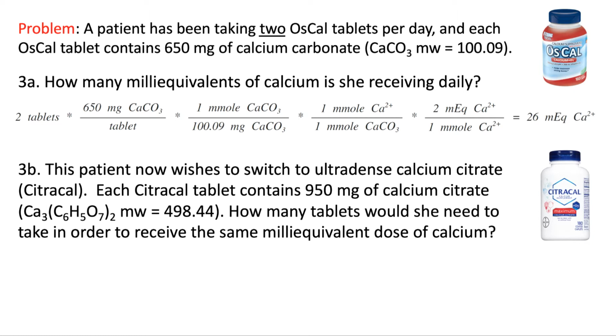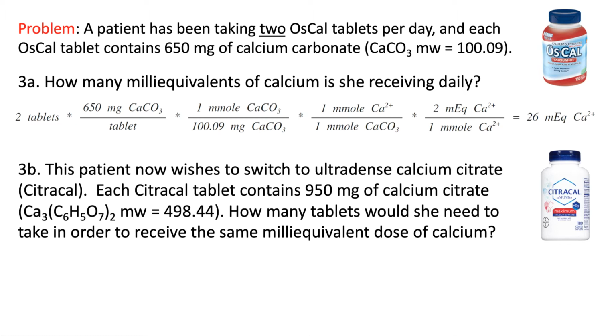Let's go ahead and convert that to the number of molecules of calcium carbonate by multiplying by the fact that in 1 millimole of calcium carbonate, it would have a weight of 100.09 milligrams of calcium carbonate, since that is its molecular weight. Units of milligrams cancel, and I'm now in the number of millimoles of the calcium carbonate.